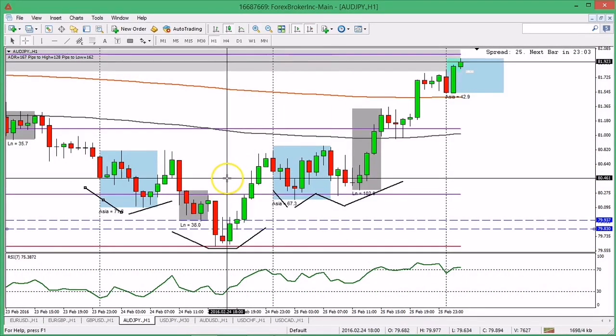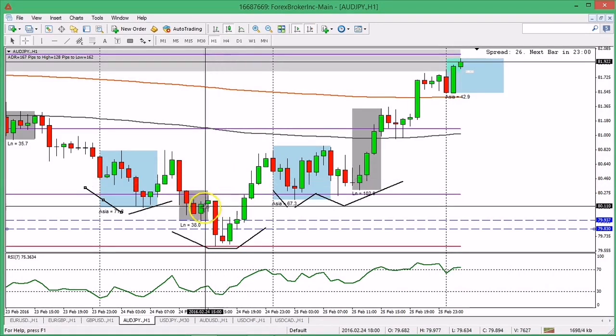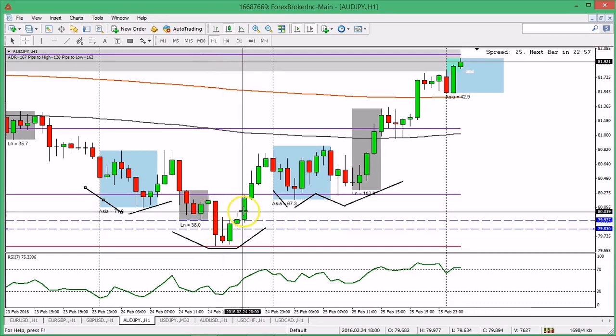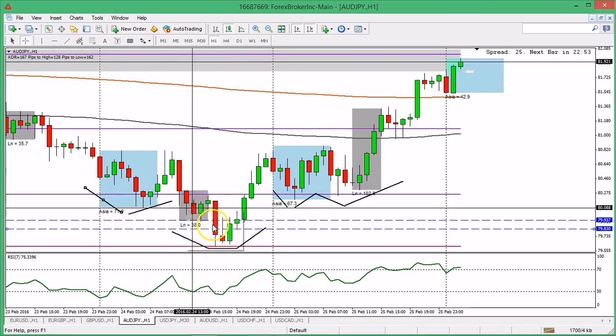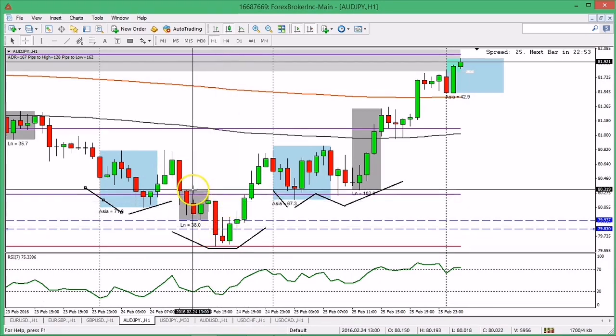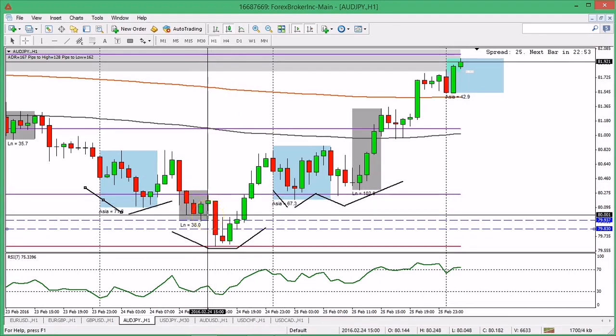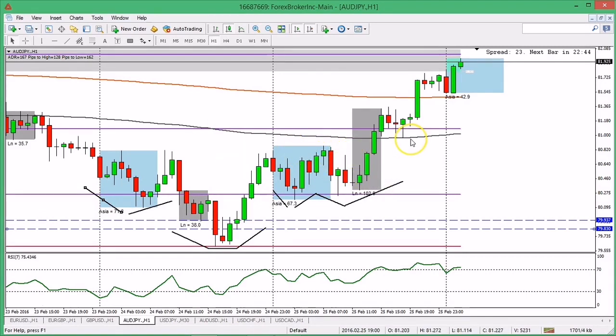See, what time was this one move? 17 GMT, 18 GMT. See, the end of London going into New York. So going into London, you're going to look for moves. Going into New York, you're going to look for moves. It's going to happen one of those times, pretty much. So if it just consolidates, you can expect it to go into the next session, right?